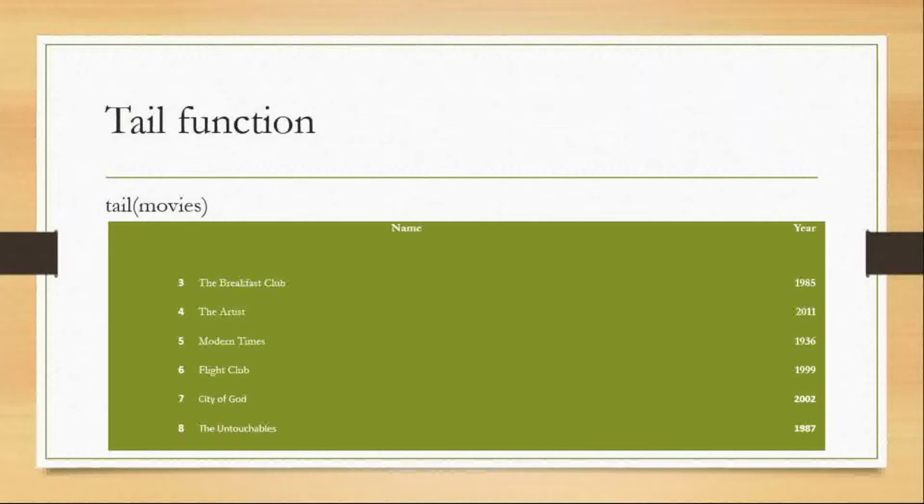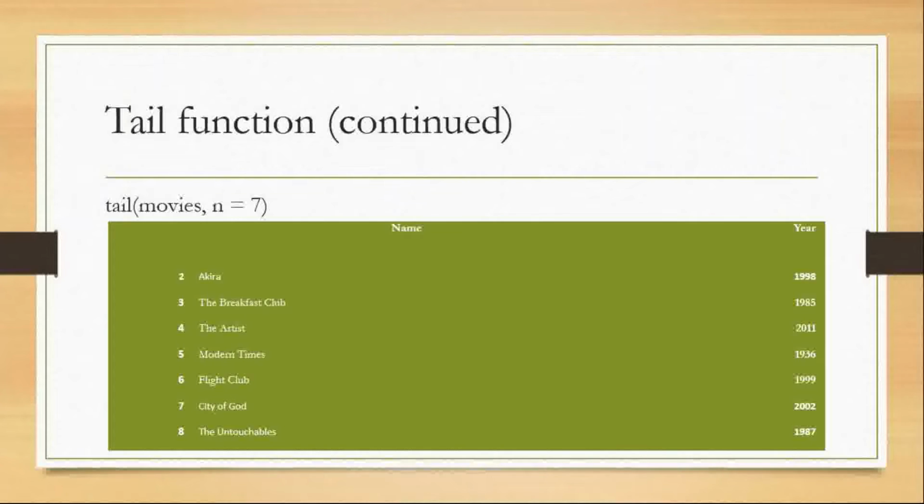For tail of movies, it will happen from the bottom. So when I say head, it starts from the top, and when I say tail, it starts from the bottom. So 6 rows from the bottom are displayed. As you can see on the screen, values of rows from 8 to 3 are displayed.